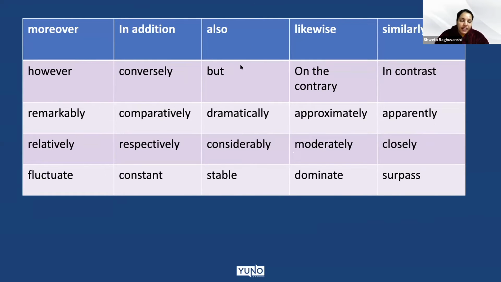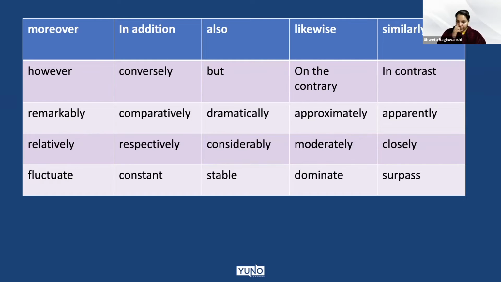So suppose A is at 10 and B is at 20 in 2001, and in 2010, A is at 10 and B is at 40. Okay, so there is a comparison between the two. So what words will you use to compare these two? What linking words can you use? Right, so there are these words that we can use if we want to make a comparison between two or more things, right?